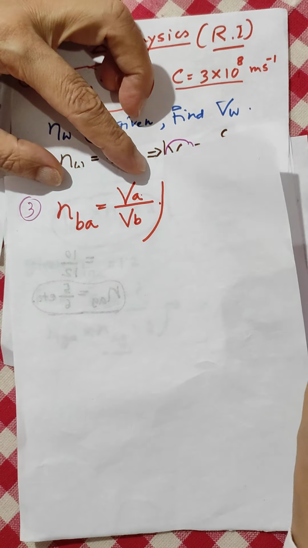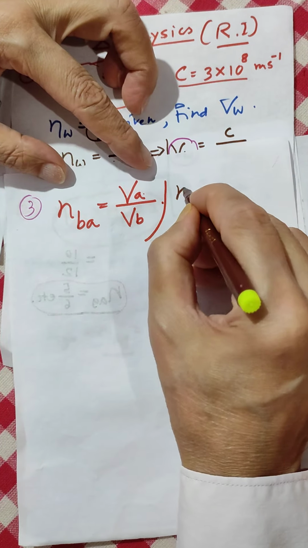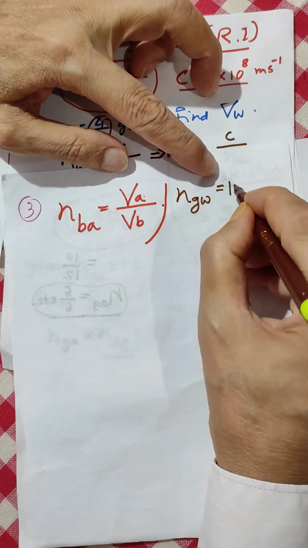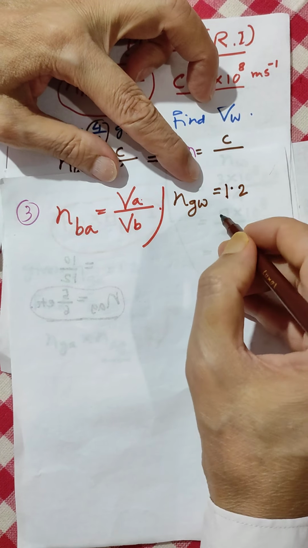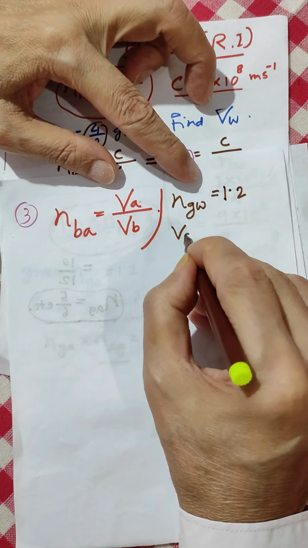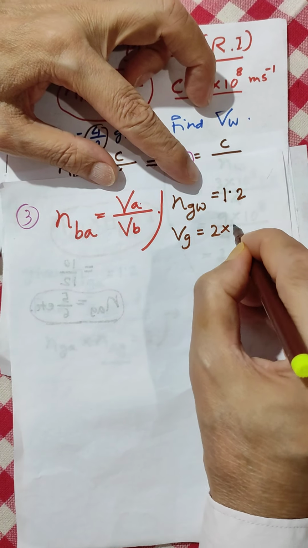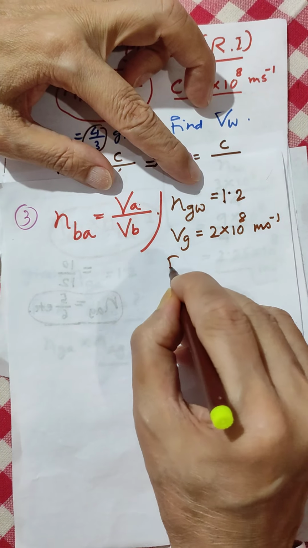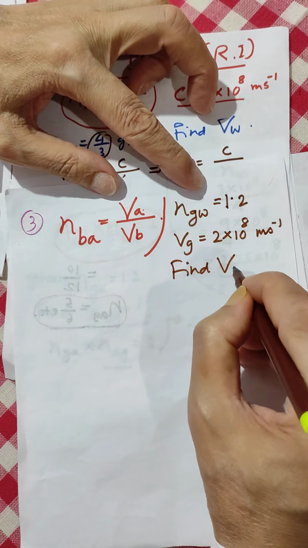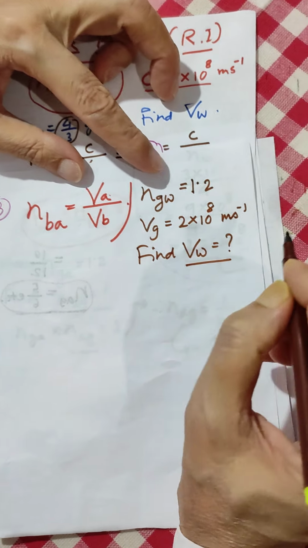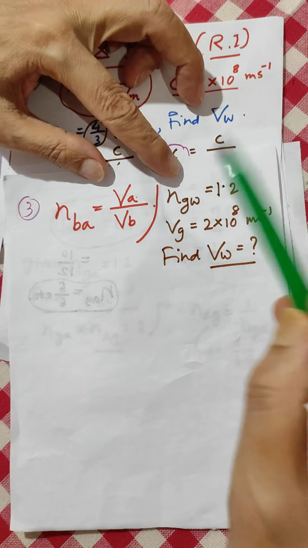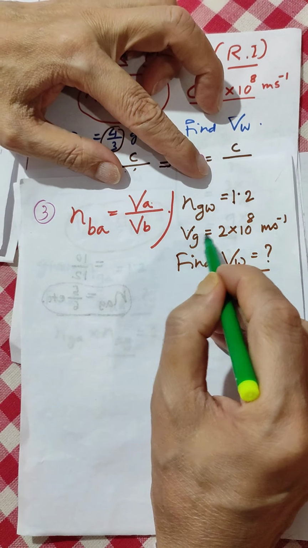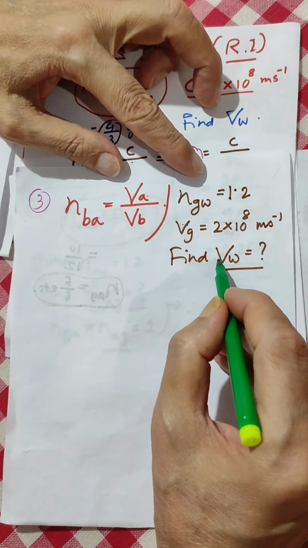Now suppose the refractive index of glass with respect to water is given as 1.2. Then the velocity of light in glass is given, suppose 2 into 10 to the power 8 meter per second. Now the question is, find the velocity of light in water. So is it clear? The refractive index of glass with respect to water is given, and the velocity of light in glass is given. You have to find the velocity of light in water.